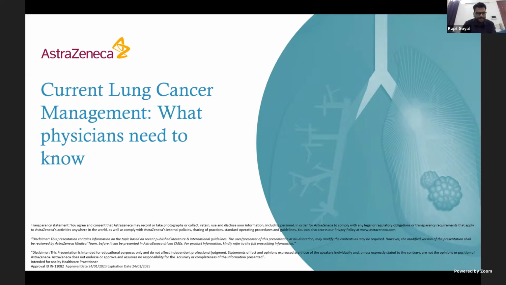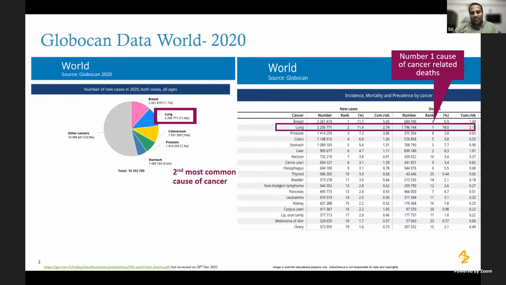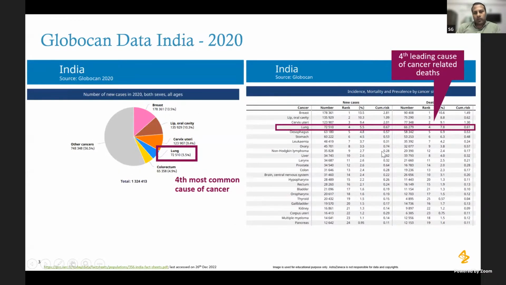Good evening, all. I'll be talking about current lung cancer management, what physicians need to know. To begin with, we know that lung cancer constitutes the second most common cancer all over the world. This was Globocan 2020 data in which lung cancer stands second, following breast cancer all over the world. And in India, it constitutes the fourth most common cancer with respect to incidence as well as mortality.